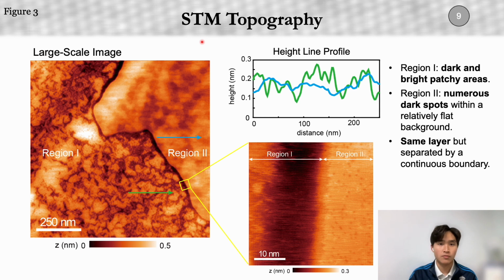And now we finally move on to the STM images. In the large-scale image, we can clearly see that there are two regions, and they're separated by a sharp border. As we zoom in on the boundary, we can see that in region 1, there are dark and bright patchy areas. However, in region 2, there are numerous dark spots within a relatively flat background. Also, as we measure the monolayer height to be about 1 nanometer, we confirm that the two regions are in fact of the same layer.